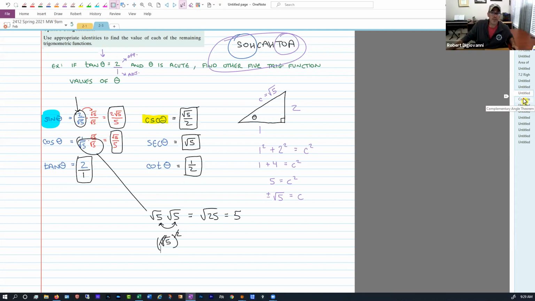Okay, so we're going to move on. The moral of the story here in the previous example is that if you're given the value of a trig function of an acute angle, right, just one value, you should be able to come up with all of them based on a triangle. All right.